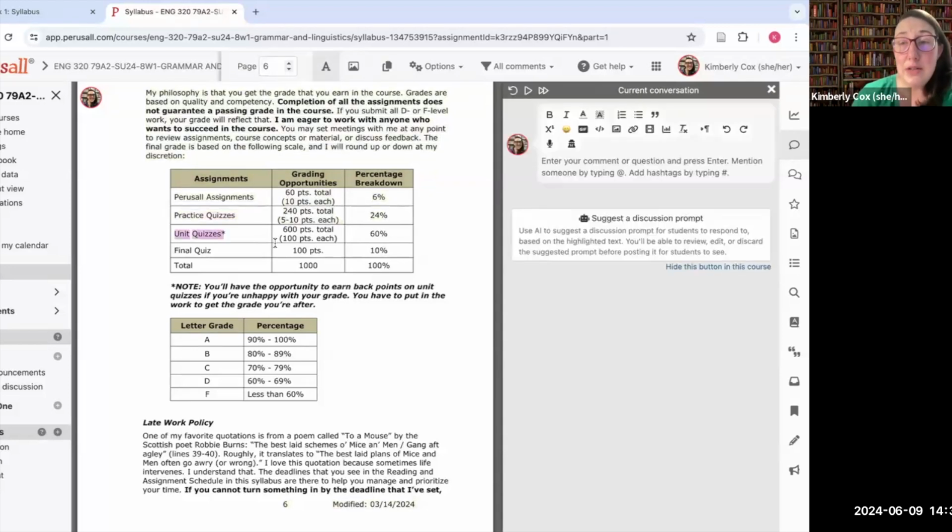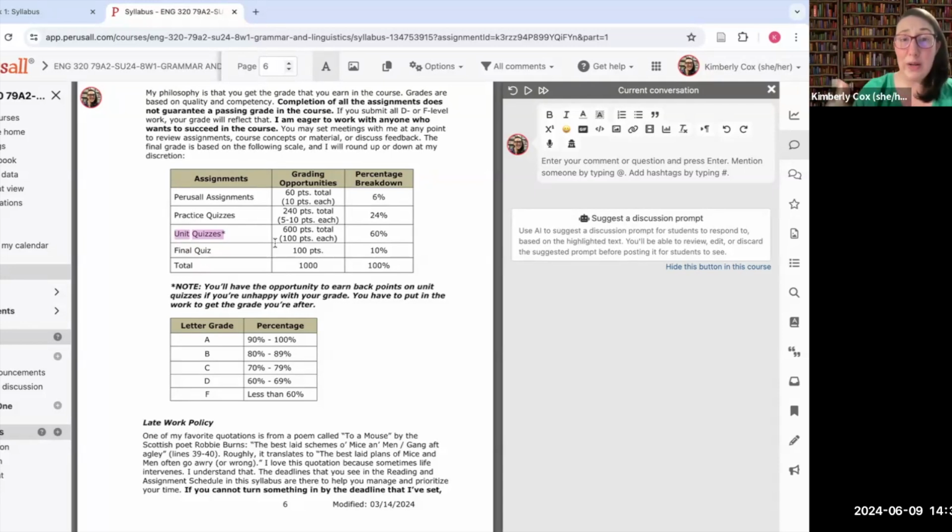So each unit is going to have a unit quiz. The idea behind the unit quiz is that it will be comprehensive and cover everything from the practice quizzes in that unit. So one of the things with grammar is that grammatical concepts build on each other. So as we continue unit by unit, we're going to be building on concepts that we covered earlier.